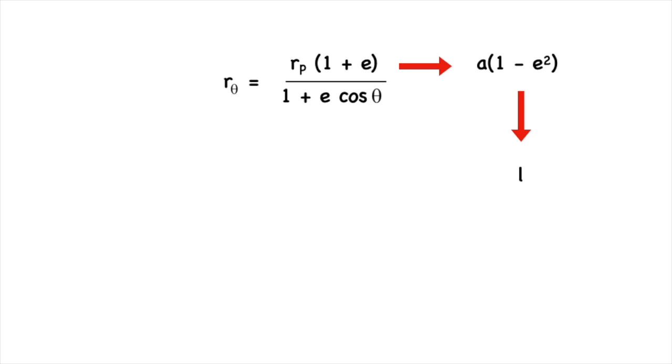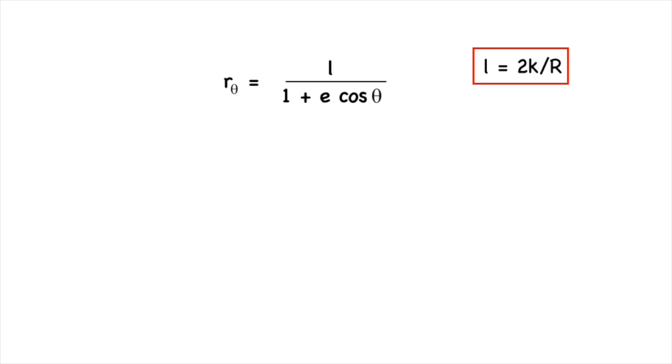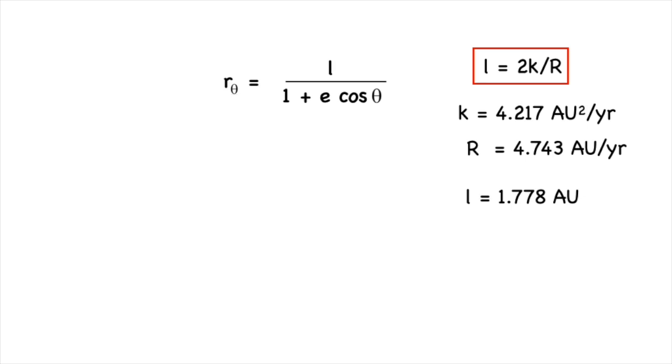So just to review, we started with one general equation for an ellipse, and we found first one alternative expression for the numerator and then a second, namely L. Then we found an alternative expression for L involving quantities that we know. We know K, and we know R. When we do the math, we find that L equals 1.778 astronomical units.